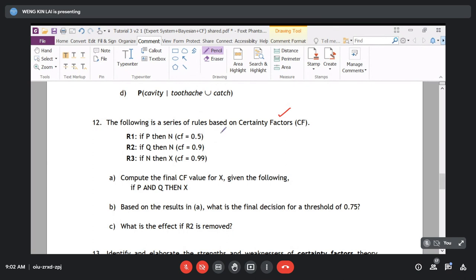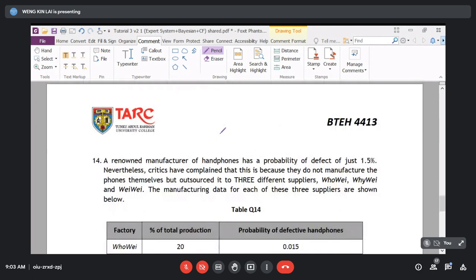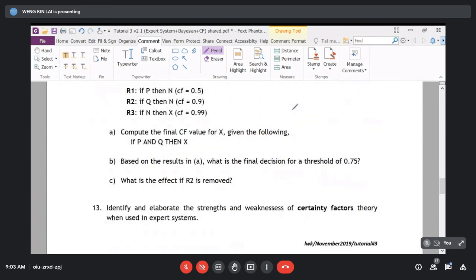How much time do I have? I think it should be fine. Let me try to finish this one. I need to run off. You have a class after this? I'll quickly run through. Never mind. I'll run through this one.